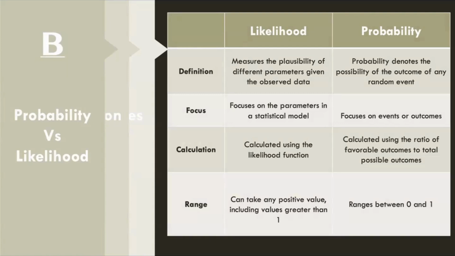of a random event. And we will also see the focus of likelihood, where it focuses on the parameters to figure out the statistical model, whereas the probability focuses on the events and the outcomes. And probability is calculated with a simple ratio of favorable outcomes by total possible outcomes, whereas likelihood is calculated using the likelihood function. And we already know probability always lies in the range of 0 to 1, whereas in case of likelihood, it will take positive values more than 1 as well.